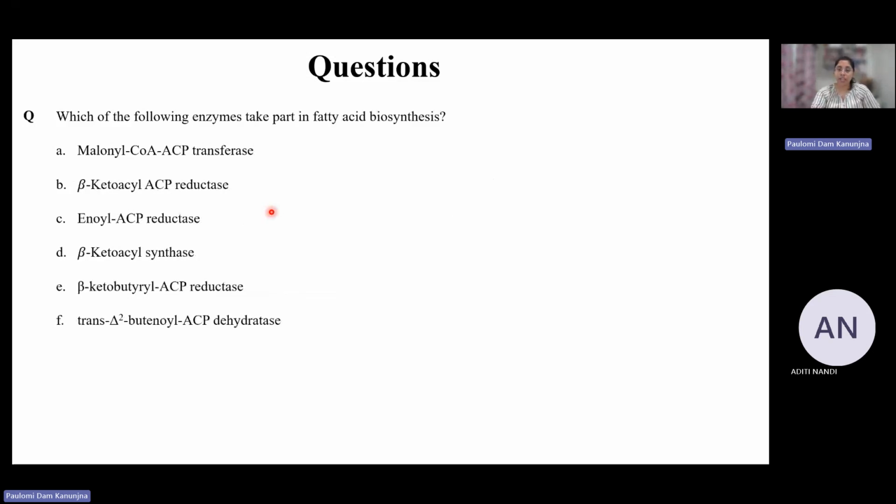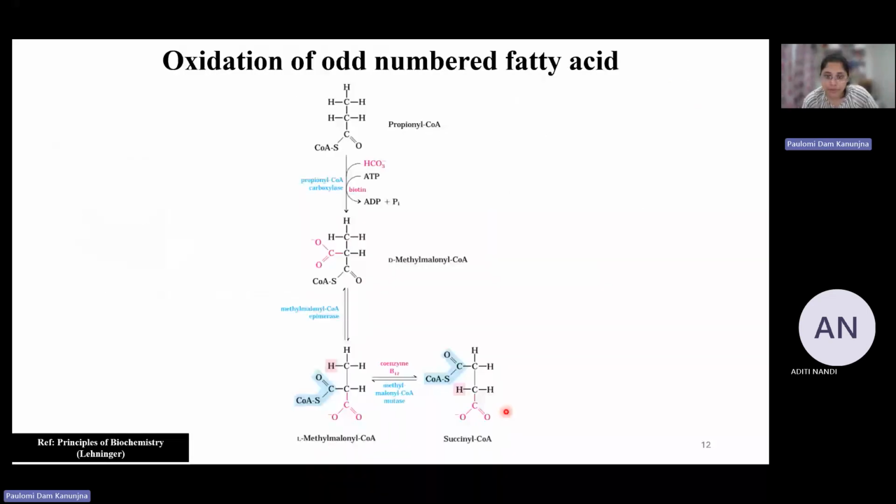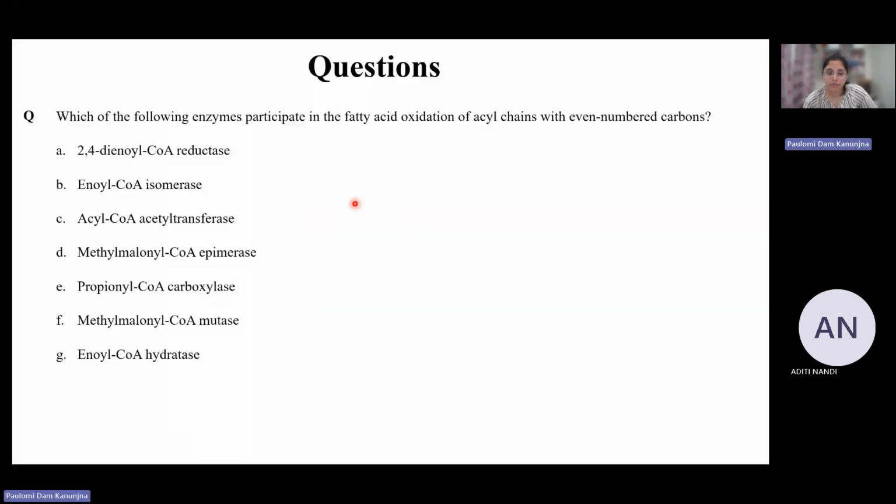Let me quickly show you the propionyl coenzyme A slide. We have this enzyme here, and we have the biotin here. So this mutase is also there, and biotin is also part of it. Yeah, but you did it all right.